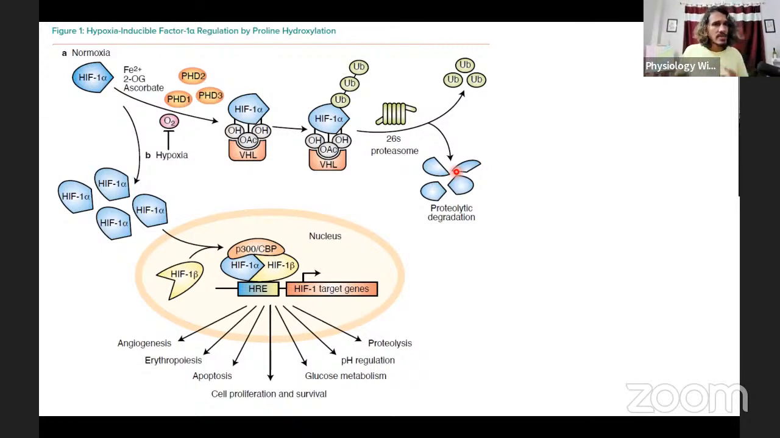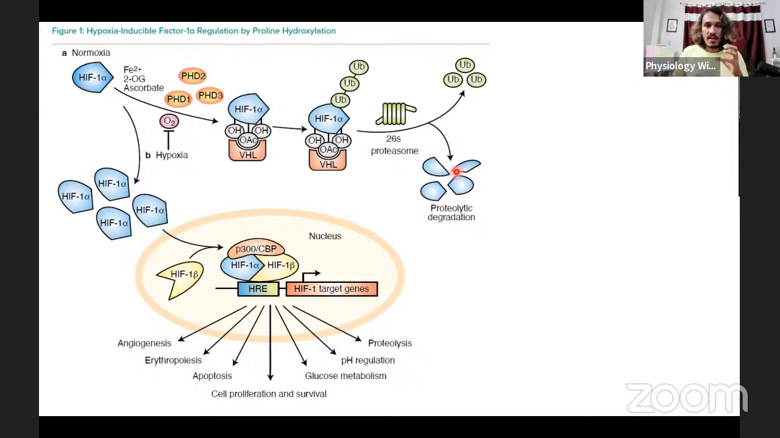Okay, so normally what happens? HIF is degraded because of the presence of proline hydroxylase, which requires oxygen. When there is hypoxia, proline hydroxylase cannot act. So instead, the HIF alpha is free. Now, this HIF alpha will go and combine with another component which is called HIF beta.